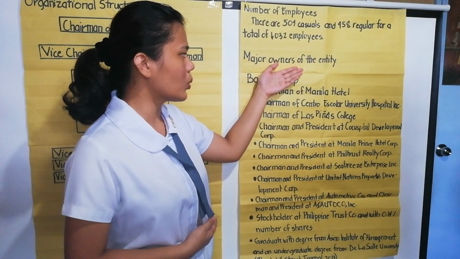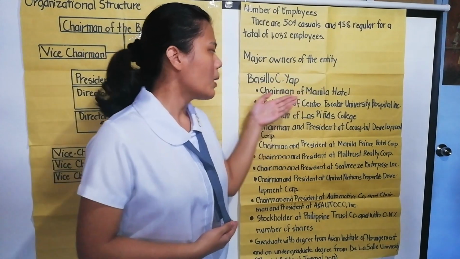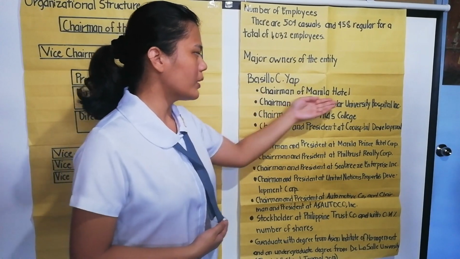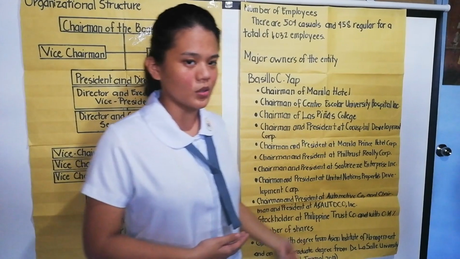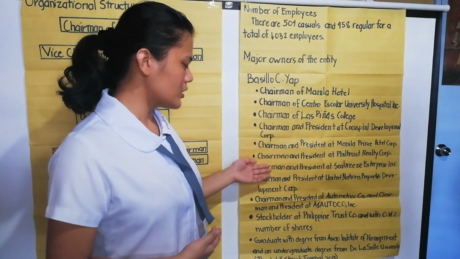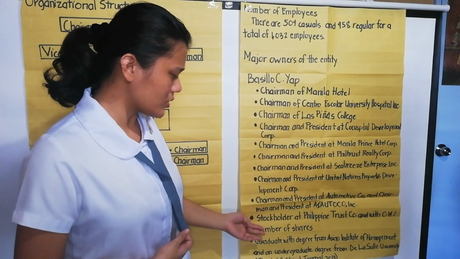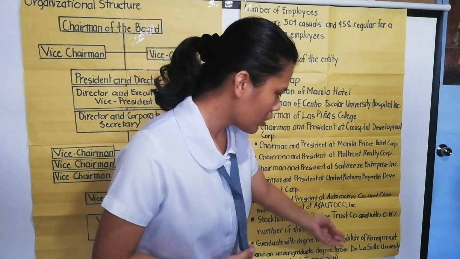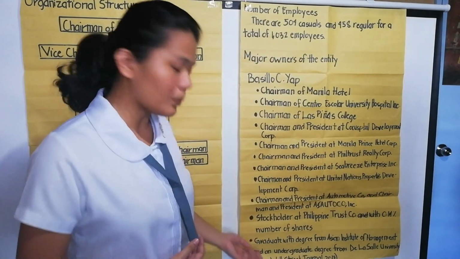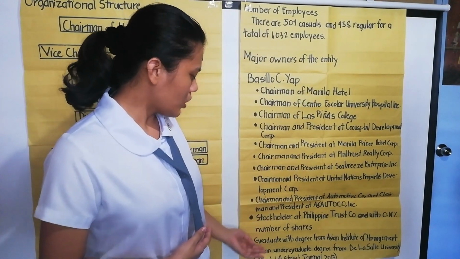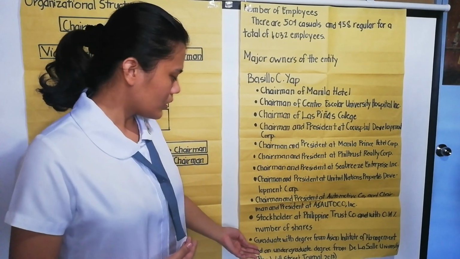Next is the major owners of the entity. So Basilio C. Yap, chairman of Manila Hotel, chairman of Central Escolar University Hospital Incorporated, and so on. These are the positions he held. Next, he is also a stockholder at the Philippine Trust Co. with a 0.14% share. After that, of course, you should write his educational background at the end.